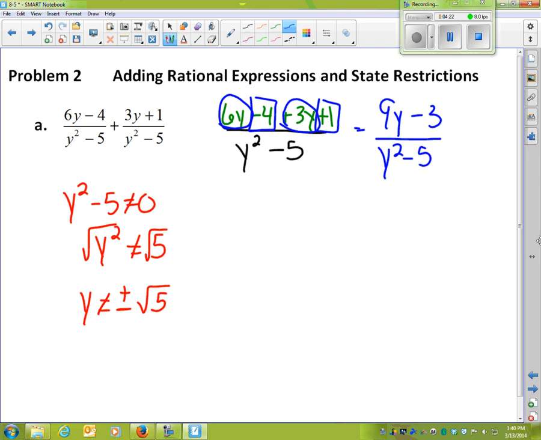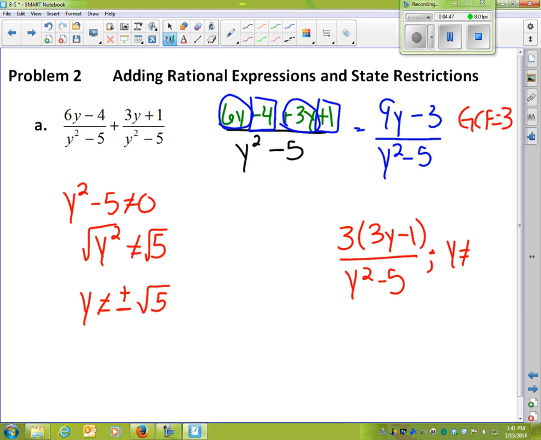Go ahead and factor the numerator if possible. This time I look and I can see it has a GCF of 3. So I'm going to divide the 3 out of the numerator, divided by y squared minus 5, where y cannot equal plus or minus radical 5. This time nothing could simplify, so you could have left your answer as 9y minus 3, but I still want you to factor. How do you know if you can cancel if you don't factor? So go ahead and factor it and then just leave this as your answer.